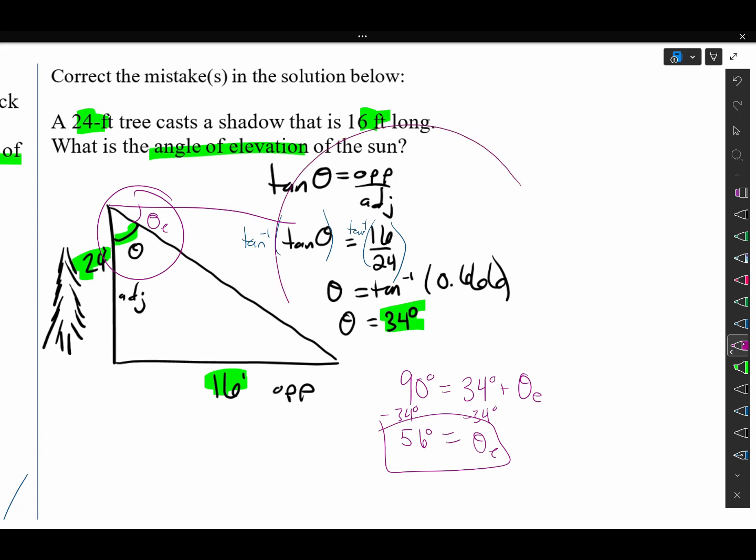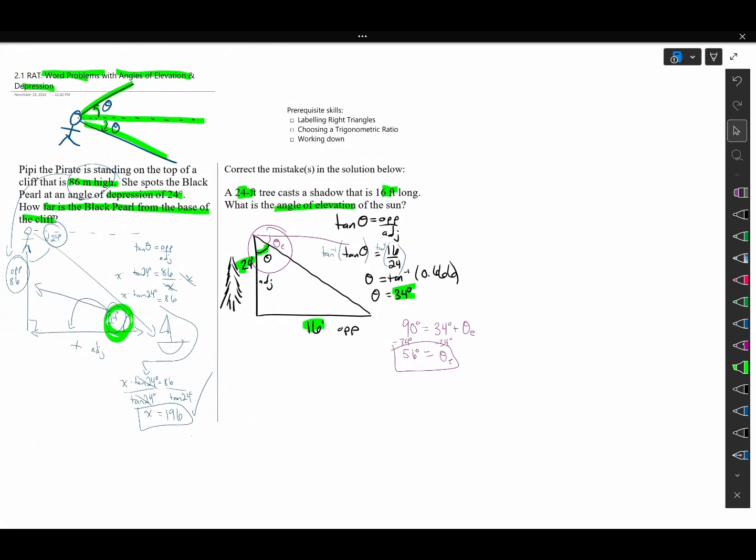There was no mistake with the calculation. The mistake that was made was not finishing the problem, not recognizing that our angle of elevation needs to be labeled up here. So I'm hoping at this point you're feeling a little bit more comfortable with your angle of elevation. Nice work.